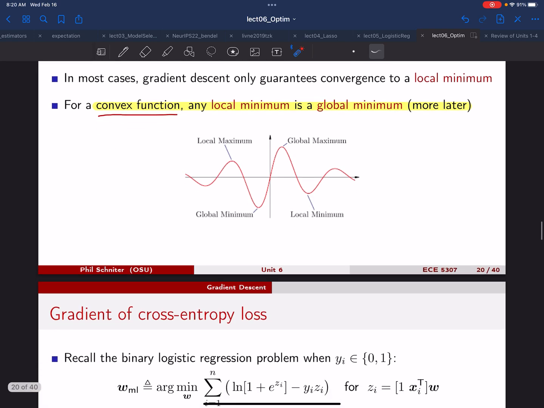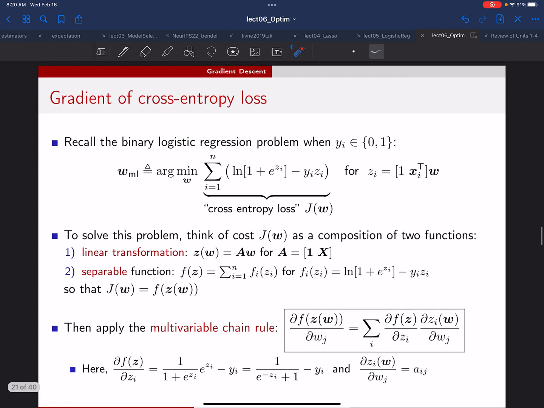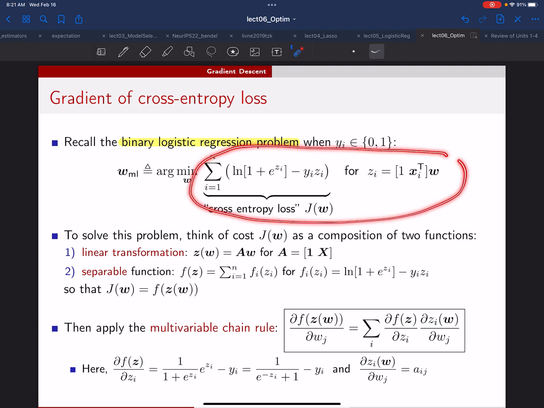All right. So now that we have this technique, gradient descent, we can attack our motivating problem, which is this binary logistic regression problem. So we want to find the parameter vector W that minimizes this cost function. This is the cost function that we derived in the last unit, the cross entropy loss.